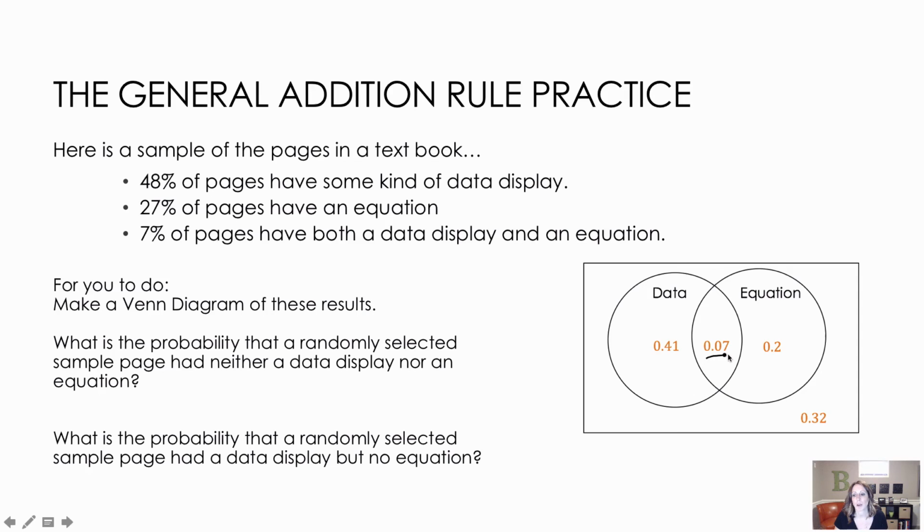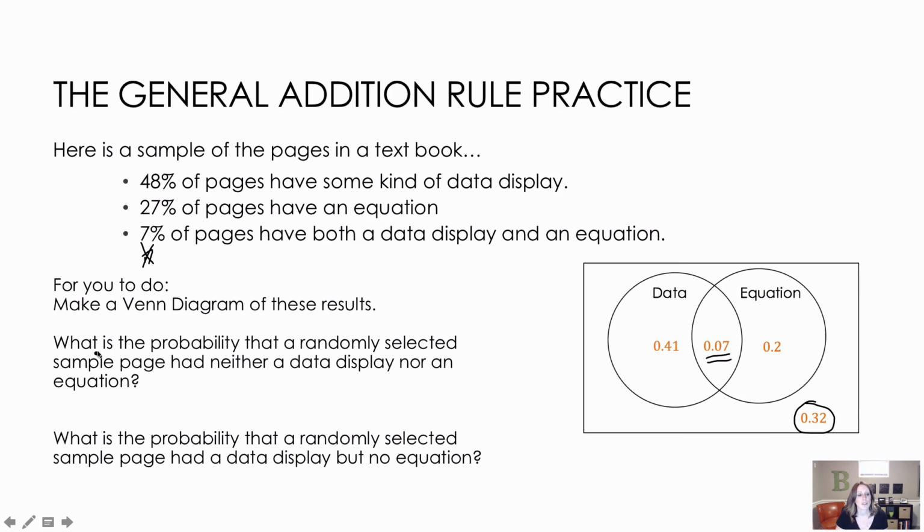7% had a data display and an equation. Notice I put 0.07. I did not put 0.7 because that would mean 70, so don't do that. So I have 0.07 in the middle. That's always the one that I place first, at the intersection of data and equation. 27% have an equation, so I had to subtract this 0.07 to get 0.2, having only an equation with no data. Then 48% have some kind of data display. Well, I had to subtract this 0.07 because I've already counted it here, to get 0.41. And then how did I get this number? I added up these three and subtracted from 1, because remember, the sample space must be 1.